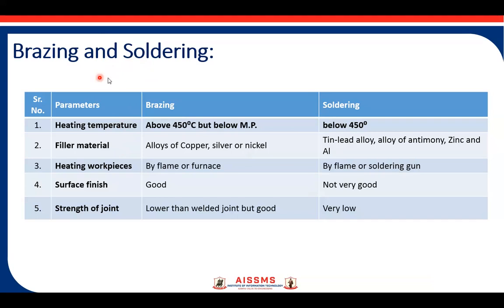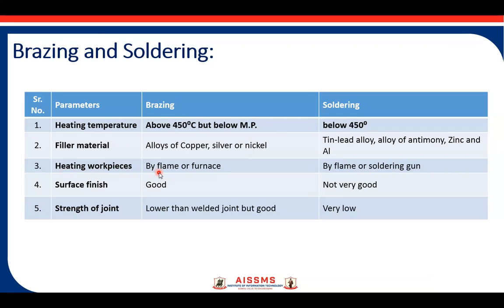So the difference between brazing and soldering: in the brazing, heating temperature required is above 450 degrees Celsius but below melting point temperature, whereas in the soldering we require it below 450 degrees Celsius. Filler material used in the brazing are the alloys of copper, silver or nickel, whereas in the soldering, tin lead alloy, alloys of antimony, zinc and aluminum can be used.